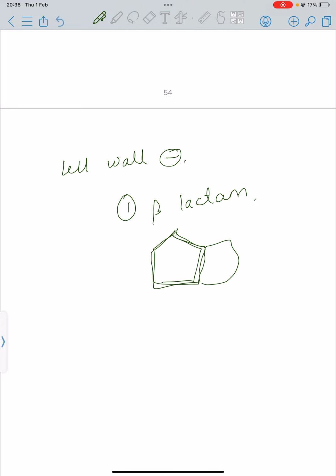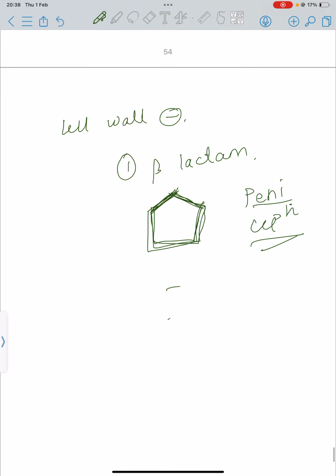Cell wall inhibitors, I mentioned beta lactam drugs. Okay, beta lactam drugs are nothing but drugs having a ring, a beta lactam ring that looks like this. So drugs having one beta lactam ring are known as beta lactam drugs, which includes penicillin, cephalosporin, etc. Okay, they act by three mechanisms.